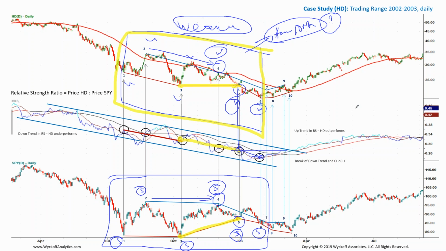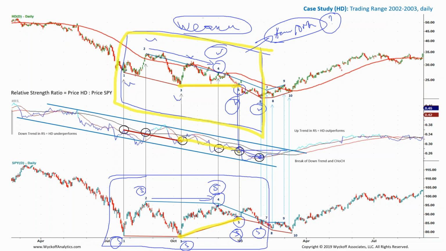I would come back and follow your techniques. I would go back to point number 1 and be drawing lines. I would be saying, all right, where's my selling climax? Where's my automatic reaction? Where's phase B? Where's potentially phase C?